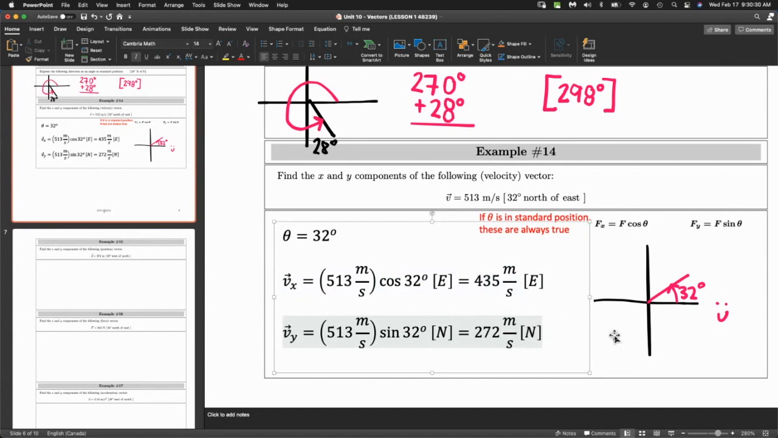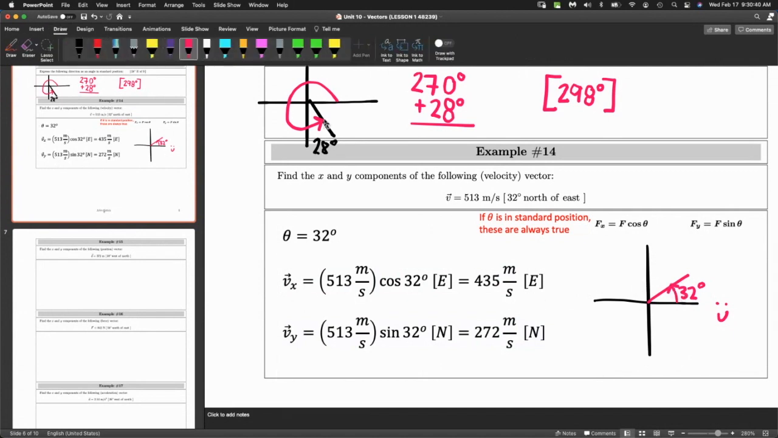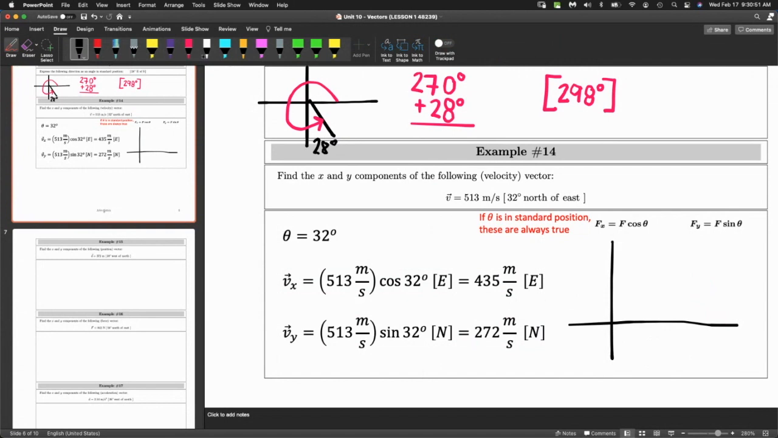So those are the answers for the components. I want to support this with a diagram. So I'm going to take this diagram here and I'm going to just erase the 32. Let's get rid of that. And I'm going to draw a better diagram with the vector itself. So here is the original vector. It's not to scale. That's v.